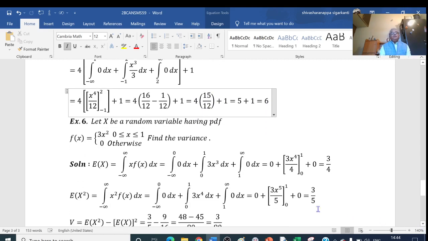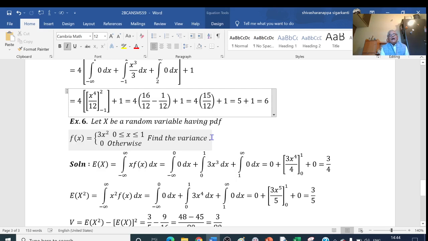Next example, let x be a random variable having PDF f(x) equal to 3x square, 0 less than or equal to x less than or equal to 1, and its value is 0 otherwise. Find the variance. We have to find out V.